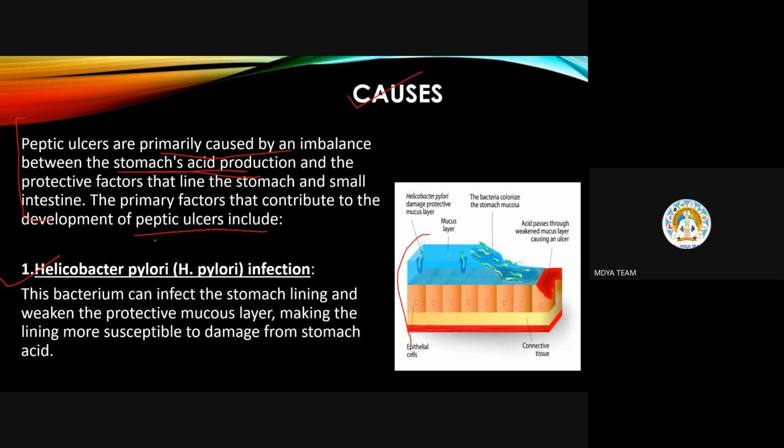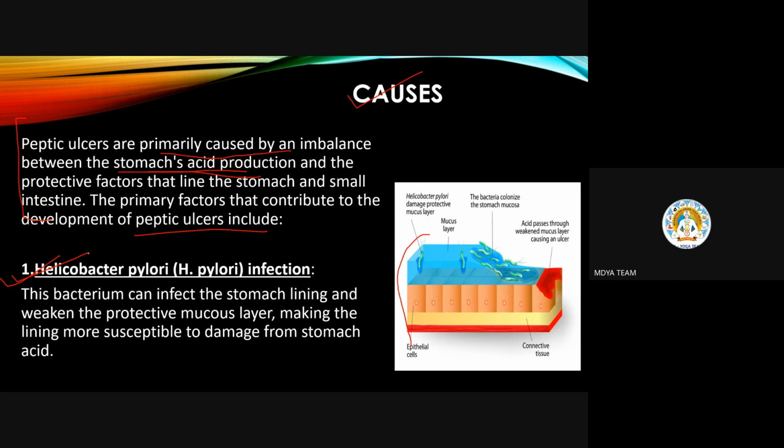Okay, so it is said that the primary factor that contributes to the development of these peptic ulcers, the first one, is Helicobacter pylori. In which disease have we studied about this? H. pylori. Gastritis. Gastritis and indigestion also.